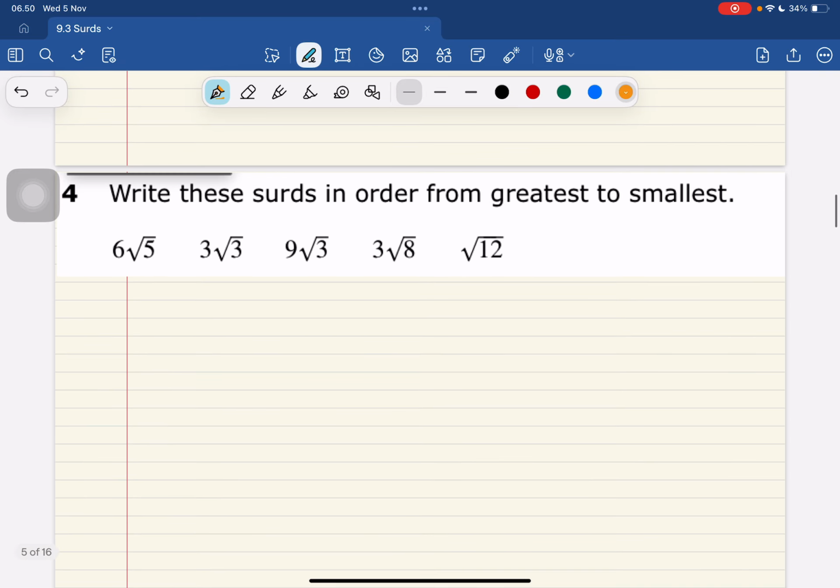Next, number 4. Write these surds in order from the greatest to the smallest.